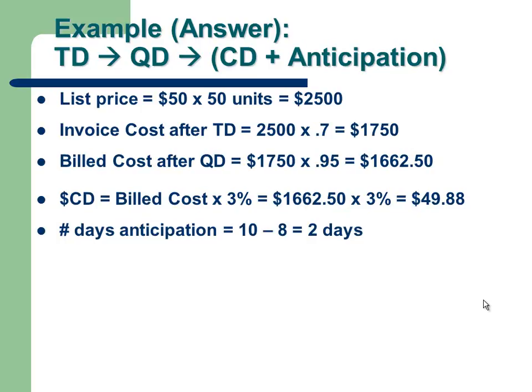Now, to be able to calculate the anticipation dollar, you need to first know the number of days anticipation, right? The dating term said that you had 10 days for the cash discount, but you paid the bill in 8 days. So the number of days anticipation, which is the number of days that you could have waited and still would have gotten cash discount, is 2 days, right? The difference between the actual payment date and the last cash discount date would be 2 days, okay?